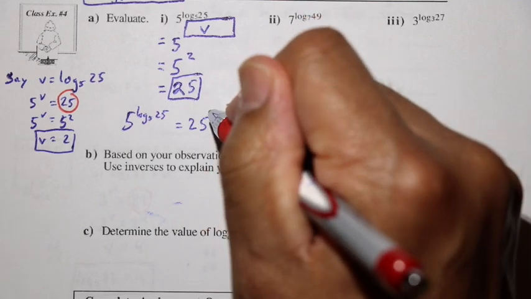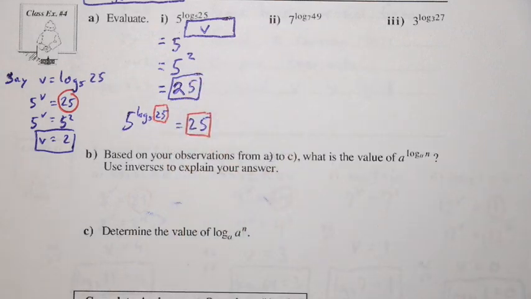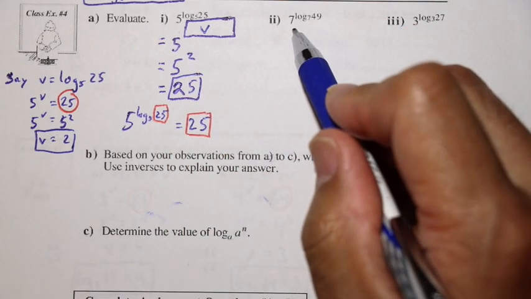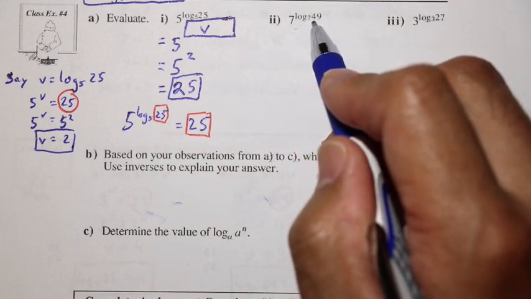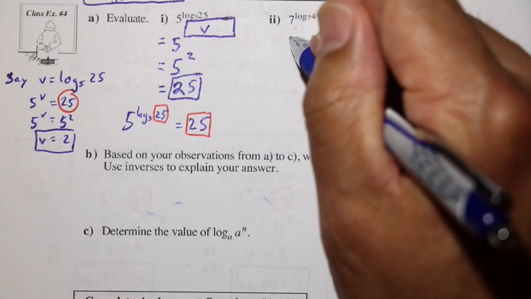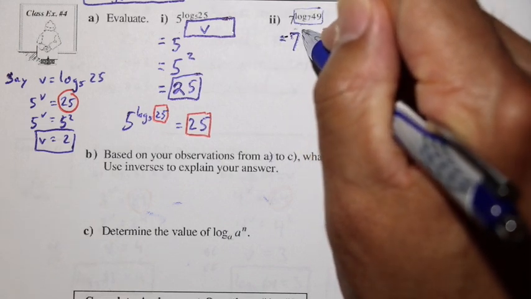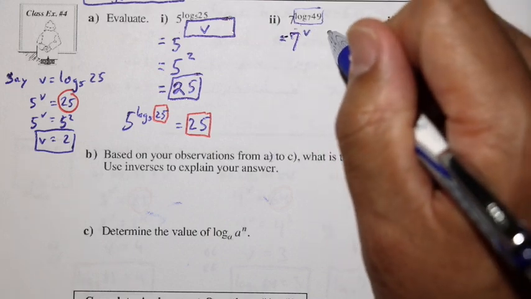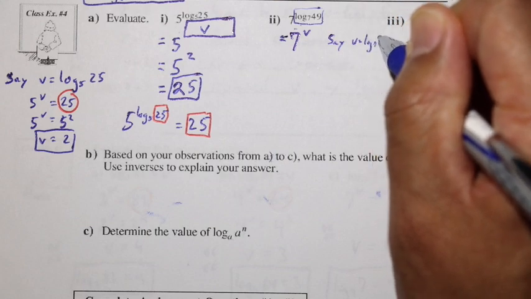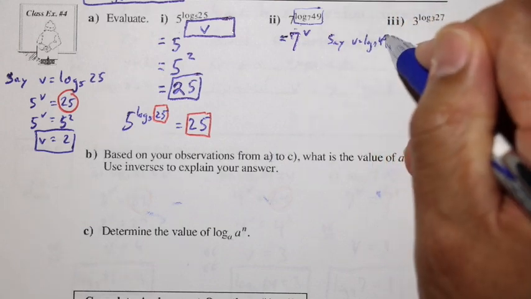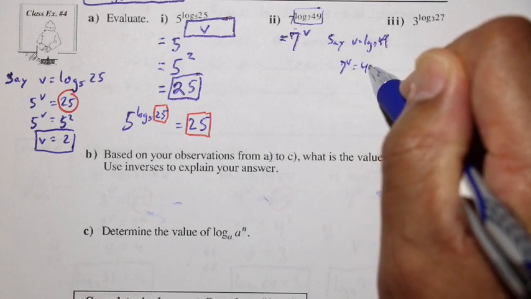Well, this is quite interesting because look at this number here and compare it with that number there. Again here in part 2, we have 7 to the exponent log base 7 of 49. So again, we're going to make it like this, 7, and take this whole thing and make it a V. So we're saying that V is equal to log base 7 of 49. I don't know if you can see that. So then 7 to the V is equal to 49.